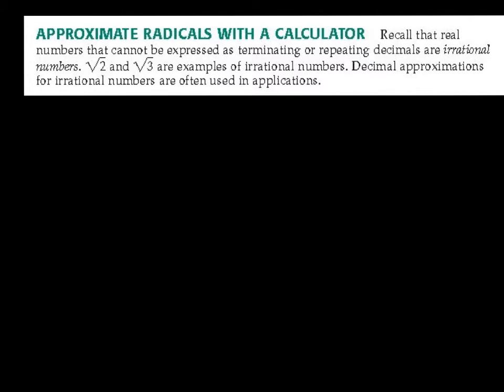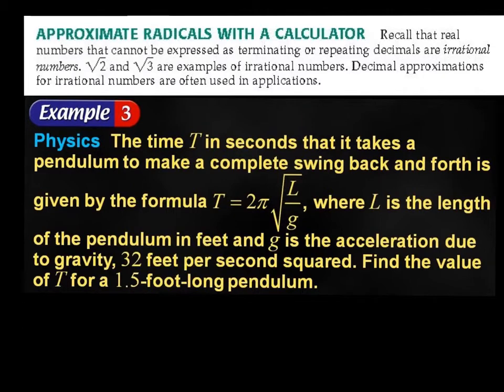Recall that real numbers that cannot be expressed as terminating or repeating decimals are irrational numbers. Square root of 2 and square root of 3 are examples of irrational numbers. Decimal approximations for irrational numbers are often used in application. The time t in seconds that it takes a pendulum to make a complete swing back and forth is given by the formula t equals 2 pi times the square root of L over g, where L is the length of the pendulum in feet and g is the acceleration due to gravity, 32 feet per second squared. Find the value of t for a 1.5 foot long pendulum.